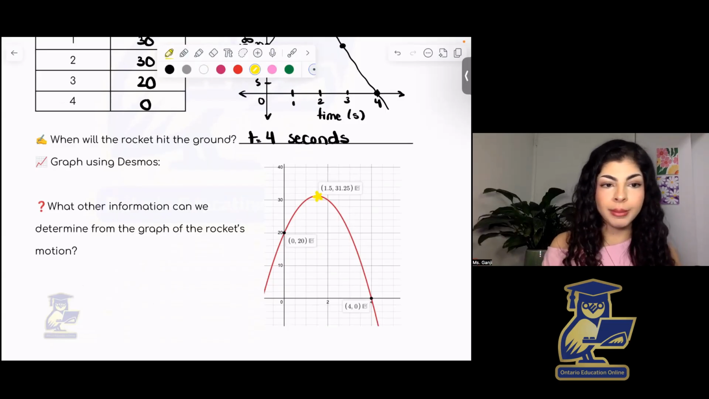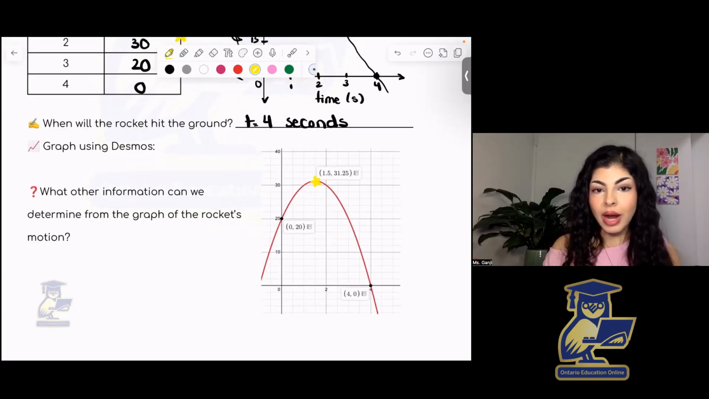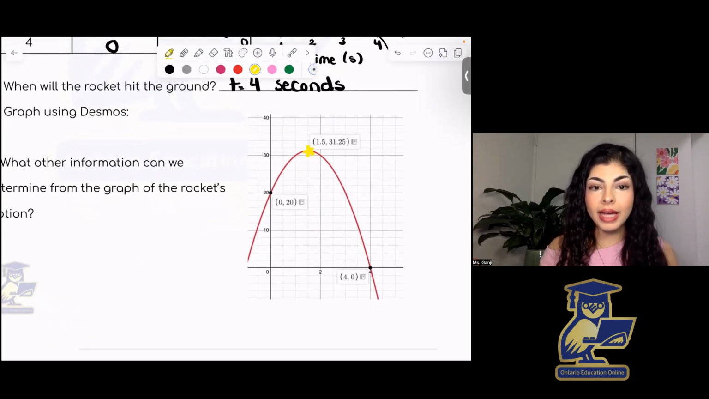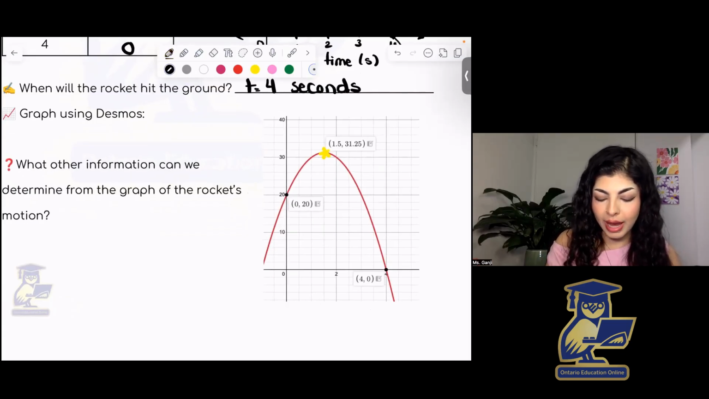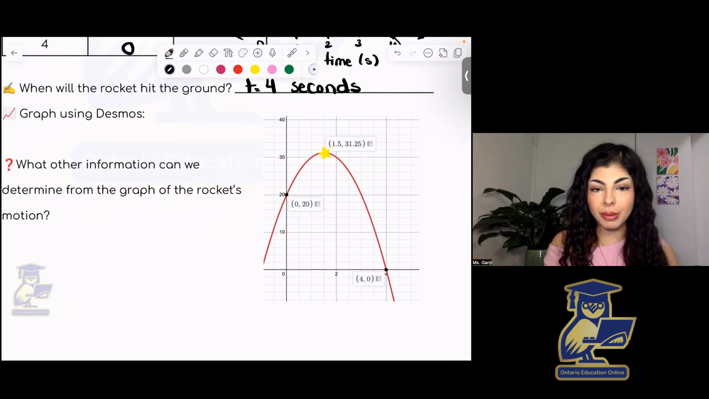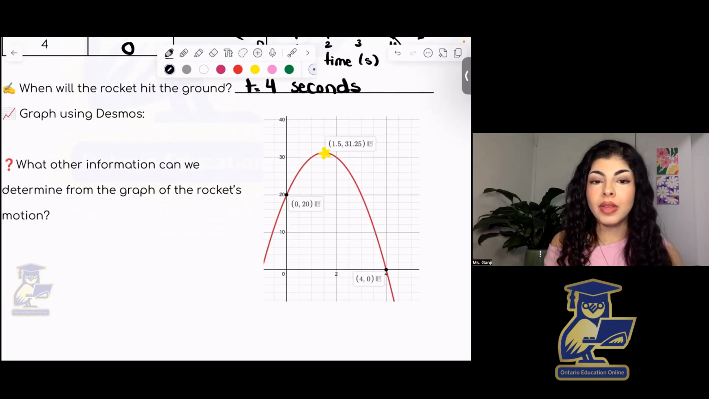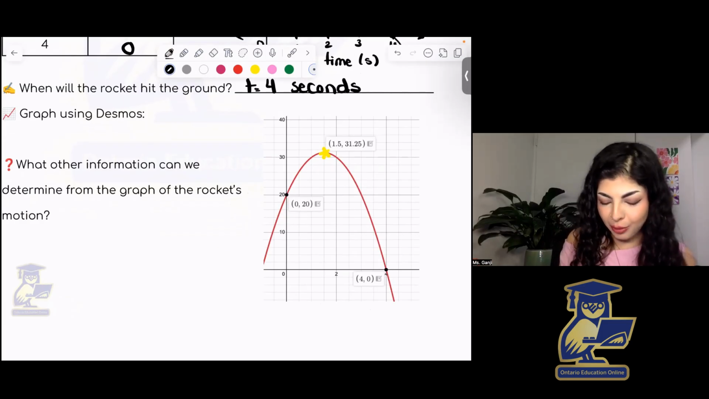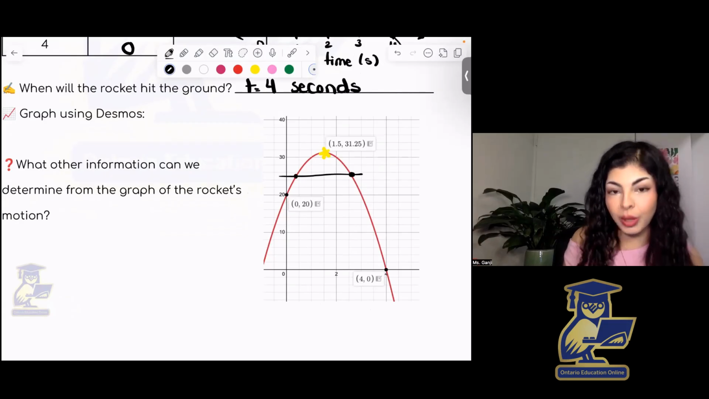And you're asked what other information can you determine from the graph of the rocket's motion. So having this graph now, if I ask you the height of this rocket at any time between 0 to 4, you can, from the points, be able to tell me. I may also ask you, the height of the rocket is 25 meters. At what times does this happen? Because I hope you've seen now that this will happen at two times, once on the way up and once on the way down.